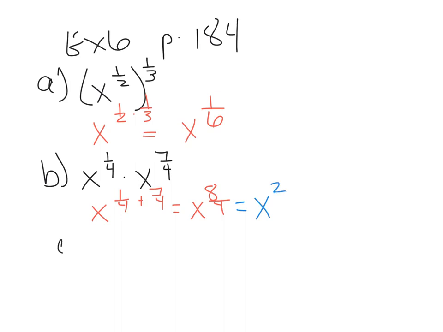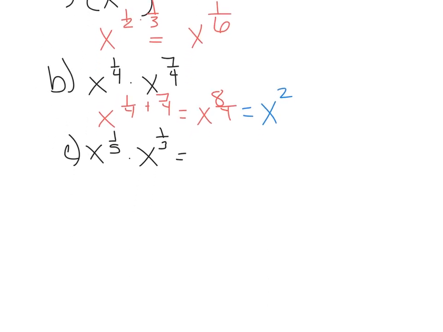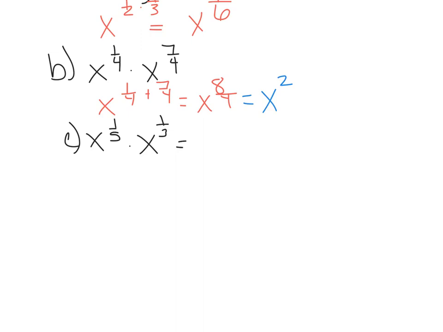In letter C, we have x to the 1/5 times x to the 1/3. This is the same type of question as above in letter B. A multiplication between two terms means we add these exponents. So this is going to turn out to be x to the 1/5 plus 1/3.